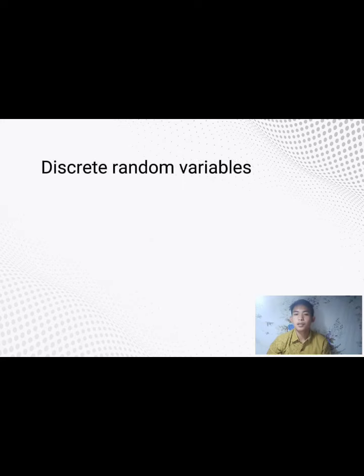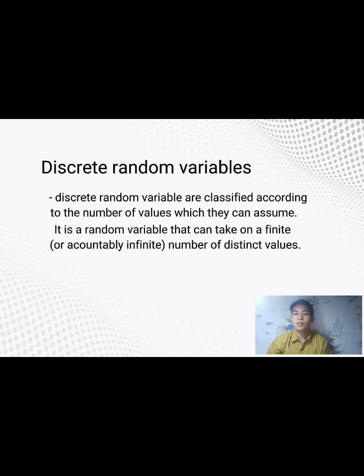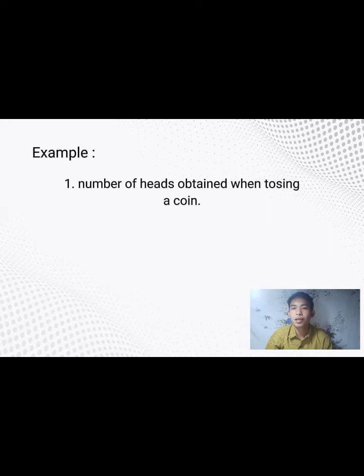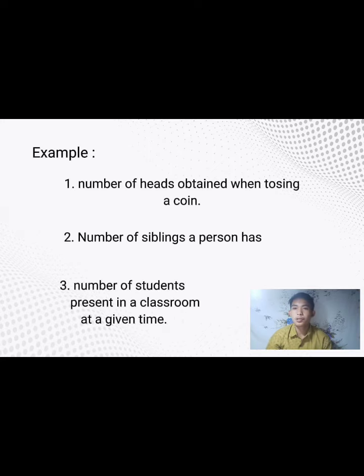So what are discrete random variables? Discrete random variables are classified according to the number of values which they can assume. It is a random variable that can take on a finite or countably infinite number of distinct values. Examples of discrete random variables: Number 1. Number of heads obtained when tossing a coin. Number 2. The number of siblings a person has. Number 3. The number of students present in a classroom at a given time.